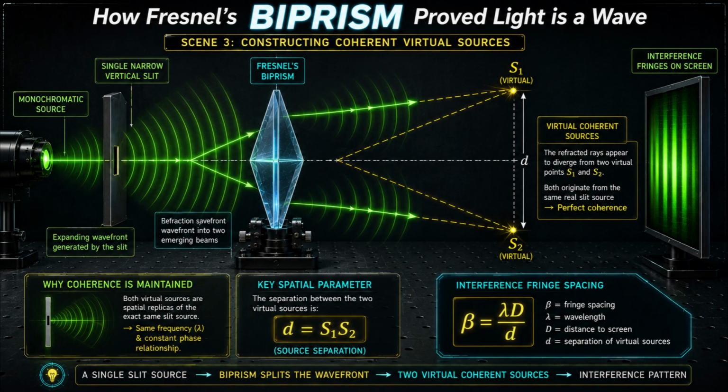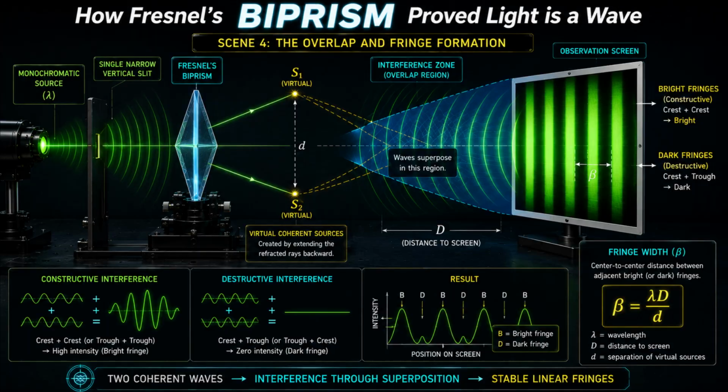Because they are both spatial replicas of the exact same original slit source, they share an identical frequency and hold a constant phase relationship. The critical spatial separation between these two virtual sources is designated by the mathematical variable small d, which we will use shortly.